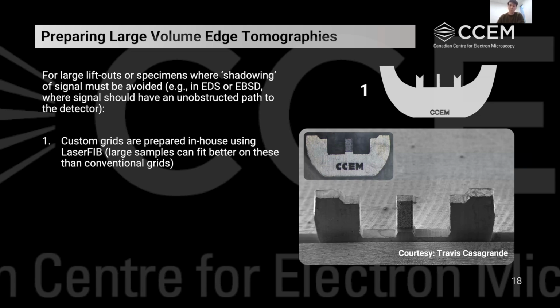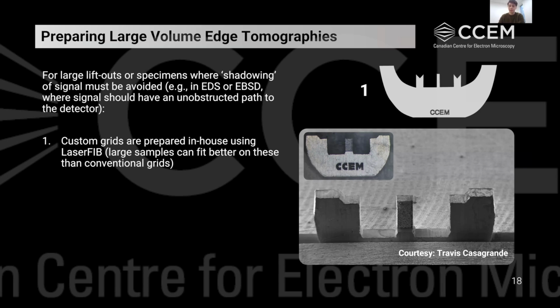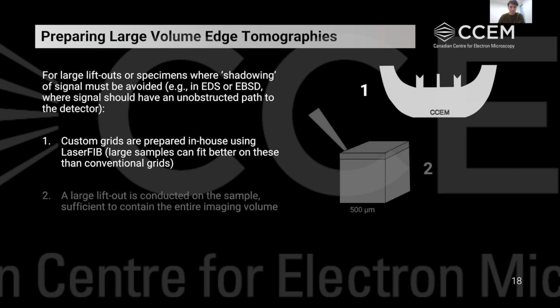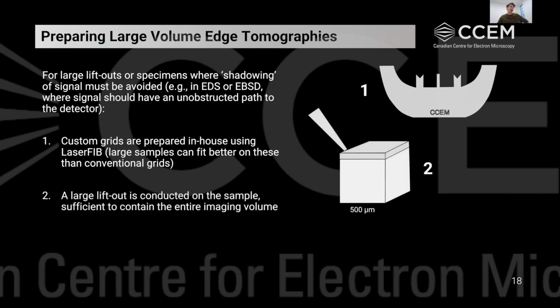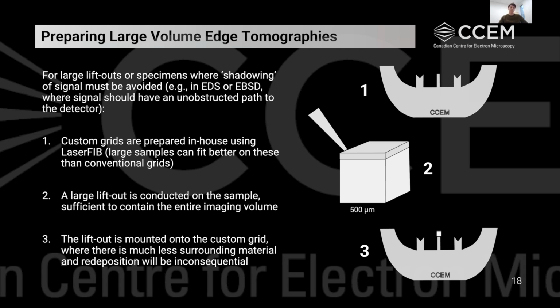We can lift out the sample and place it on the central post of this grid, where there's no material on the left, no material on the right, no material behind, and no material in front, meaning that electrons are able to get to the detector easier, as well as ablated material is less likely to contaminate your nicely milled surface. So we can lift out your volume of interest from your sample. In this case, maybe it's something as large as 500 microns. And we can weld it to that middle post on one of these custom TEM grids where those artifacts are going to be much less consequential and we'll get a better overall 3D volume.